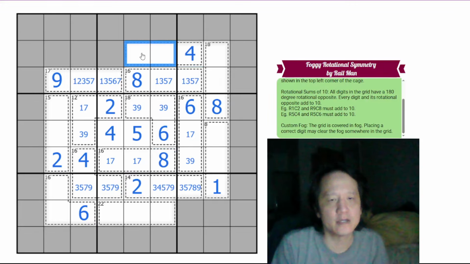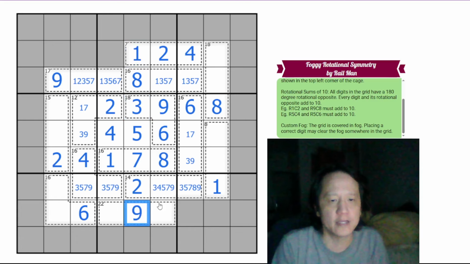These two add up. This has to be a 1, 2 pair. This can't be 2 because of the 2 in the column. So this is 1, that's 2. 1 eliminates 1 here, so it's 7 and 1, which makes this 9 and 3. 1 is rotationally opposite of 9 here. 2 must be rotationally opposite of 8, so this must be 5 here.